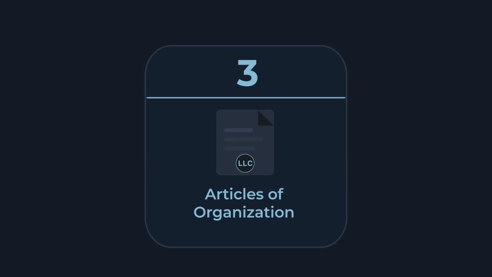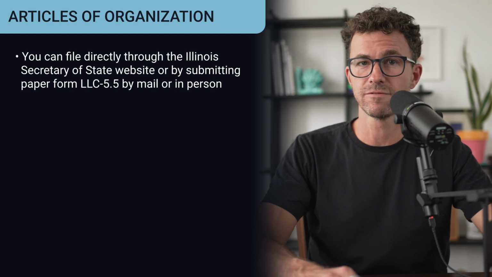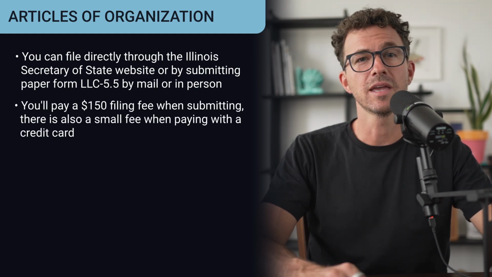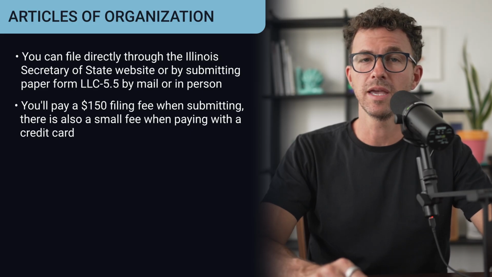Step 3, file your articles of organization. This is what actually forms your LLC. You can file directly through the Illinois Secretary of State's website or by submitting paper form LLC 5.5 by mail or in person. You'll pay a $150 filing fee when submitting. There's also a small fee when paying with a credit card.